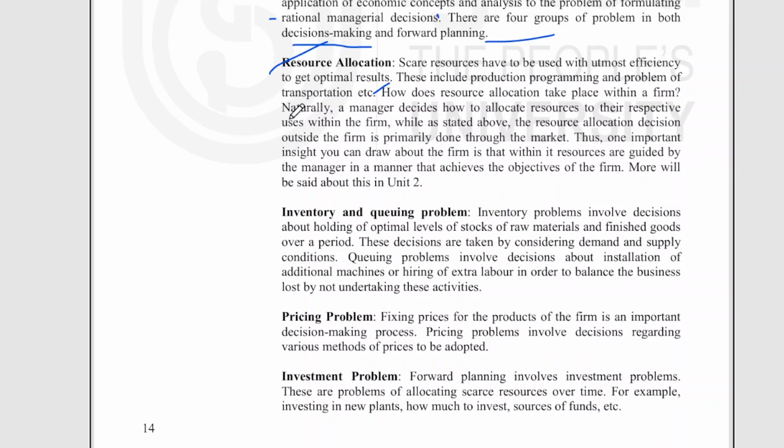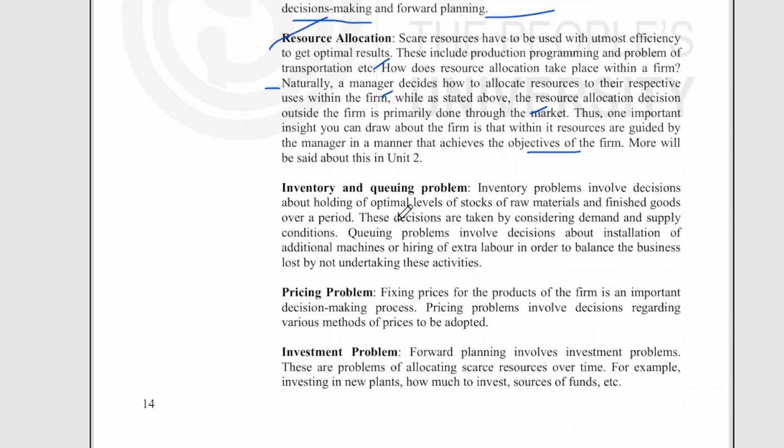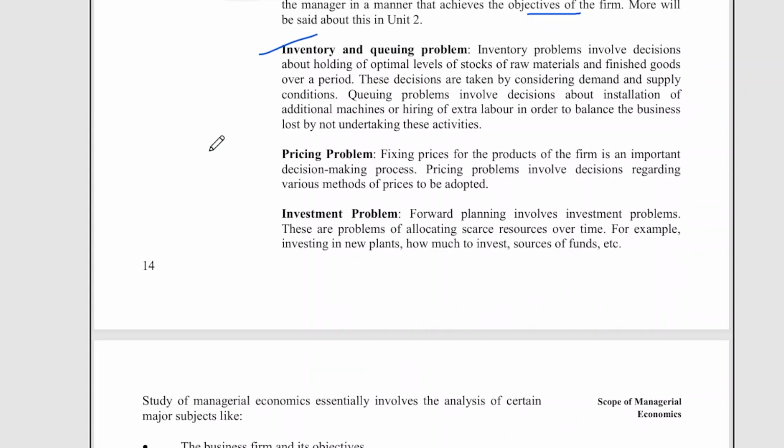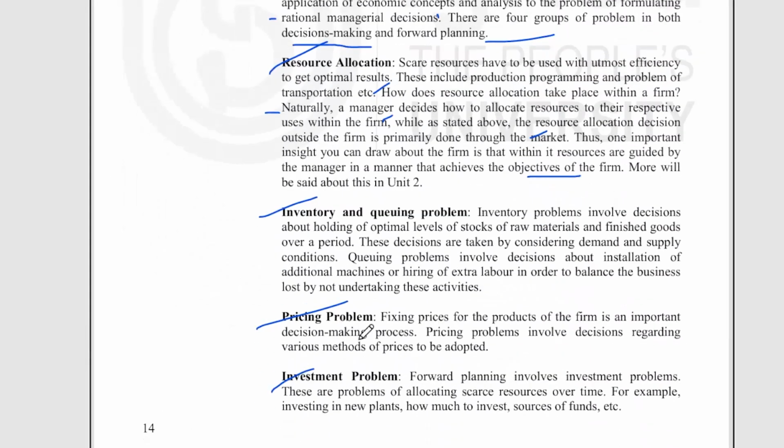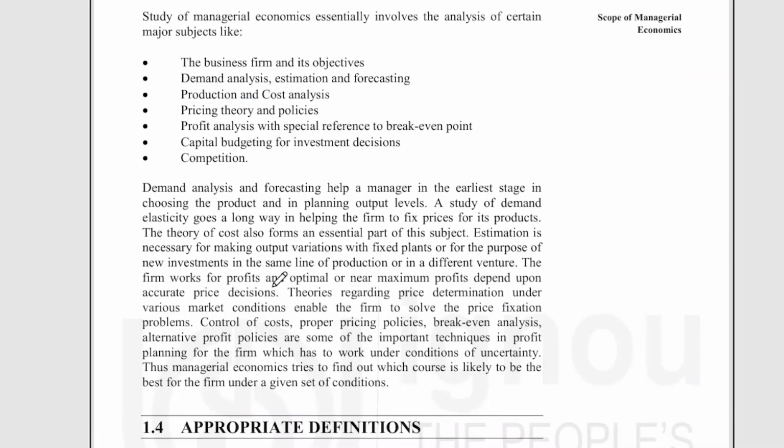And how does resource allocation take place in a firm? Naturally a manager decides how to allocate resources to their respective use within the firm, while as stated above, the resource allocation decision outside the firm is primarily done through the market. And thus one important insight you can draw about the firm is that within it, resources are guided by the manager in a manner that achieves the objective of the firm. And inventory and queuing problems, pricing problems, and investment problems are there further. Okay, that is the scope of managerial economics.